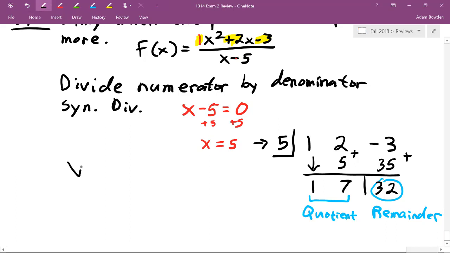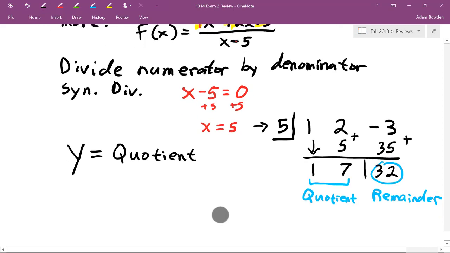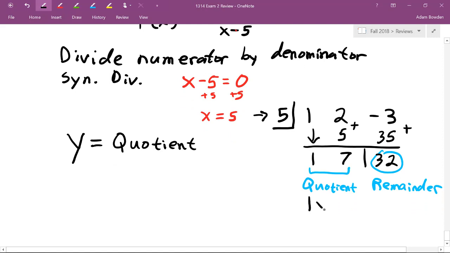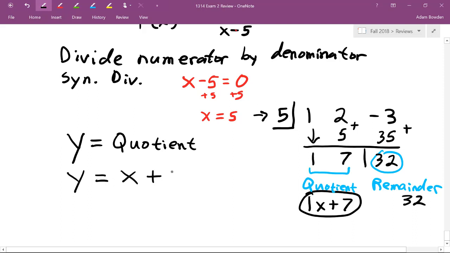The slant asymptote is y equals the quotient from our synthetic division. So the quotient looks like 1x plus a 7. So the quotient tells us our slant asymptote is y equals x plus 7.